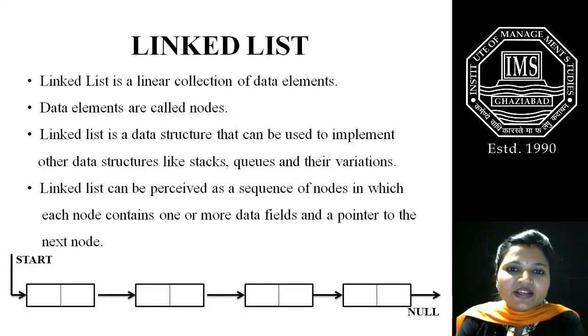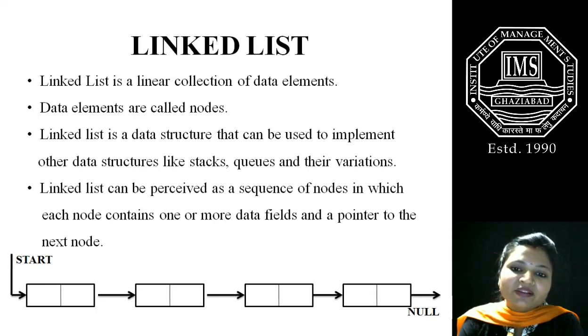A linked list is a linear collection of data elements. It is a collection of data elements that are arranged in a sequence. The data elements are called nodes. The linked list is a data structure that can be used to implement other data structures like stacks, queues, and their variations. With the help of a linked list, we can implement other data structures like stacks and queues.